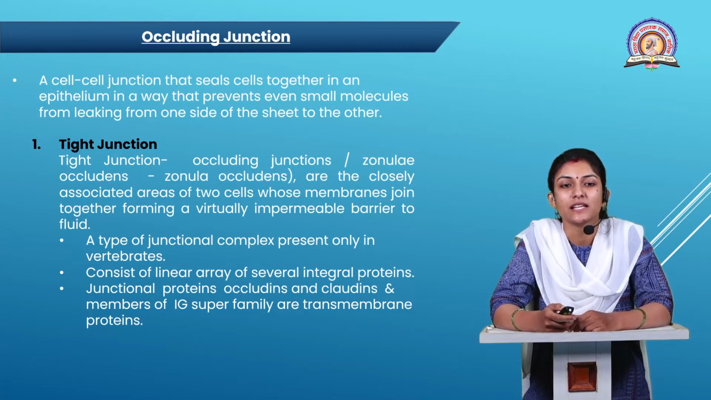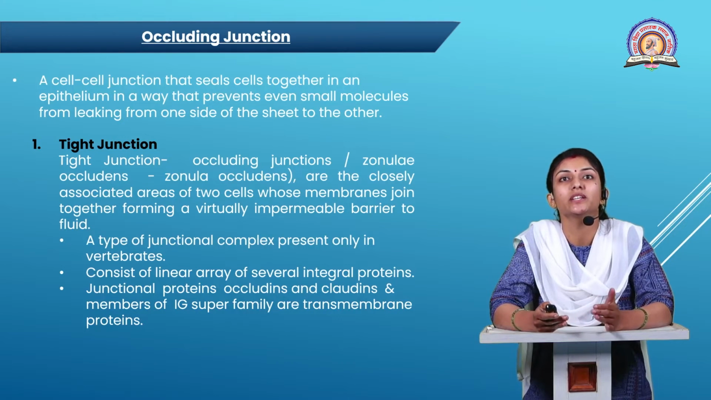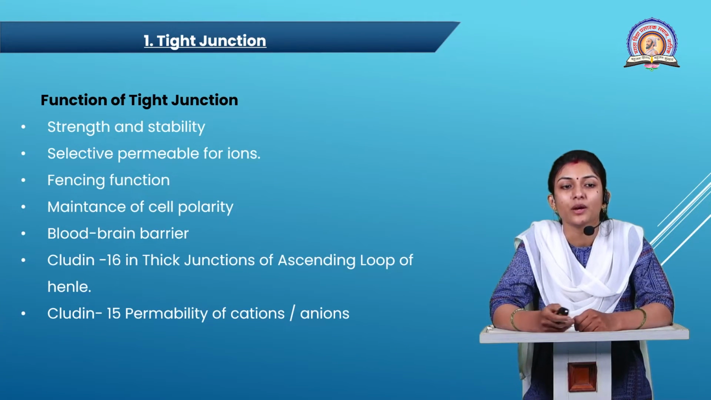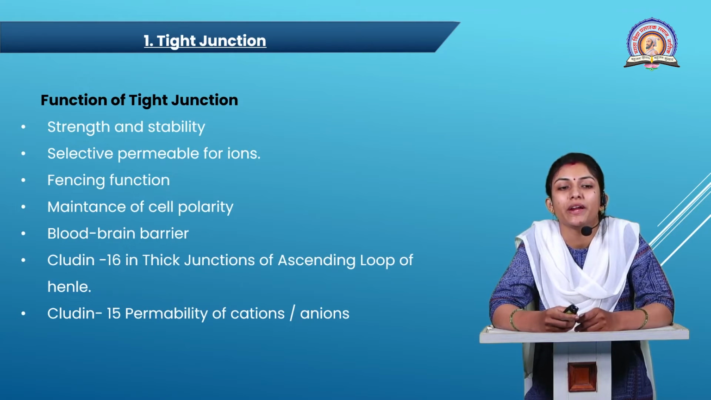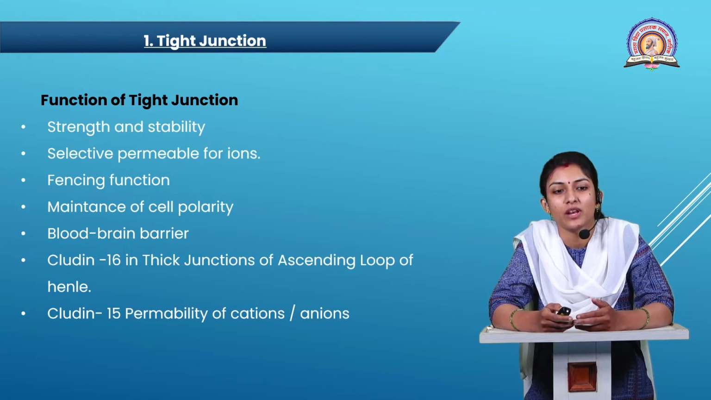Occluding junction is a cell junction that seals cells together in an epithelium in a way that prevents even small molecules from leaking from one side to the other side. Tight junction: occluding junctions are closely associated two cells whose membranes join together. A type of junction complex present only in vertebrates. Tight junction provides strength, selective permeability, fencing function, and maintenance of cell polarity.